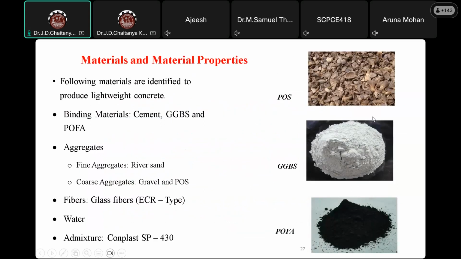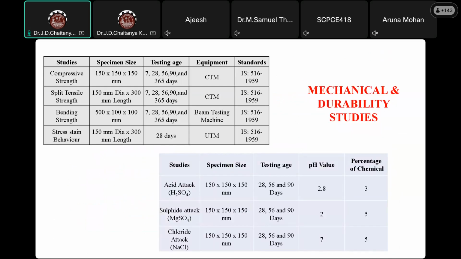These are the materials I used for my study. Binding materials are cement, GGBS, and palm oil fuel ash. Aggregates are river sand, gravel, and palm oil shell, and I used ECR glass fibers, and water for bonding purposes. The admixture I also used to maintain the slump, Conplast SP430. So here I mention the specimen sizes and the standards.